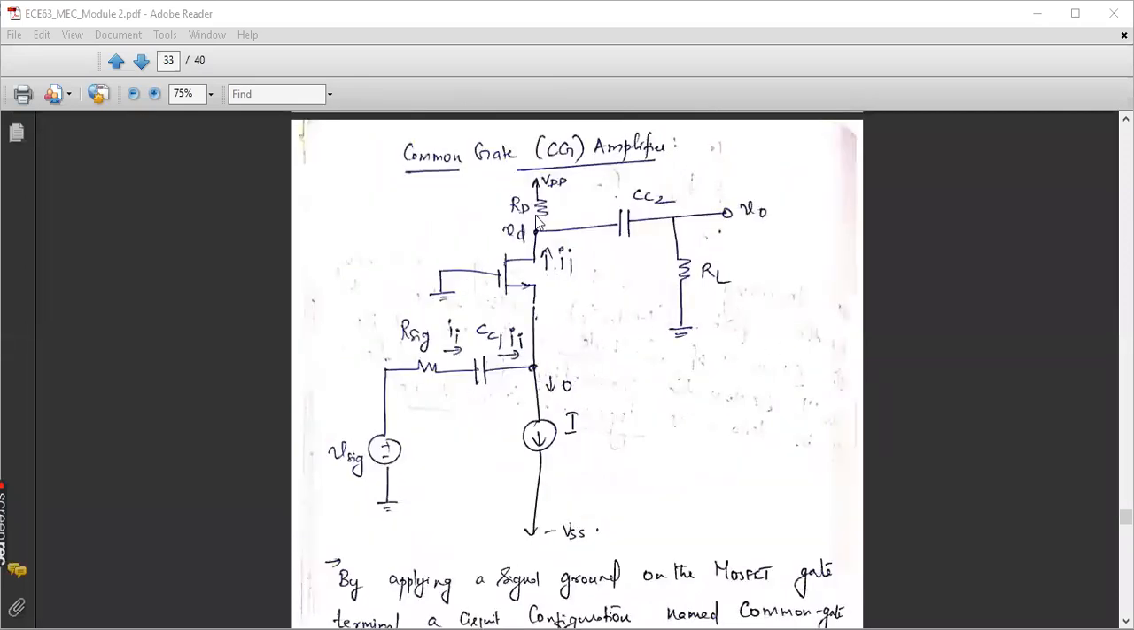So let me explain. Common gate amplifier means the gate will be common to both input side and output side. So here we will give your input to the source terminal and we will take the output from drain terminal. Please write the notes. Input is given to the source terminal. This is source. So input is given to the source terminal and output is taken from the drain terminal.